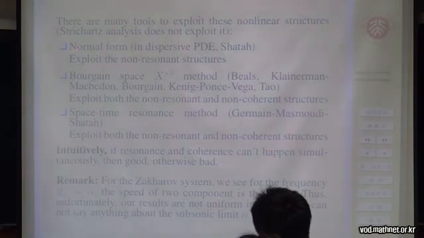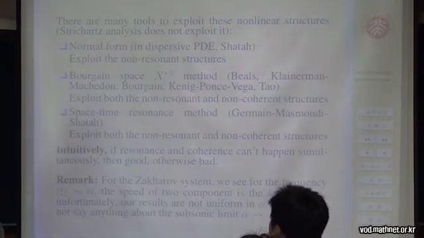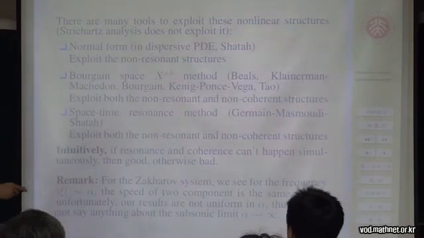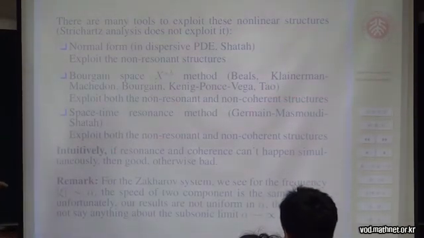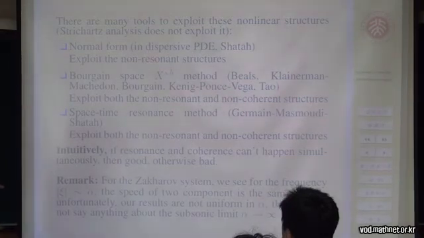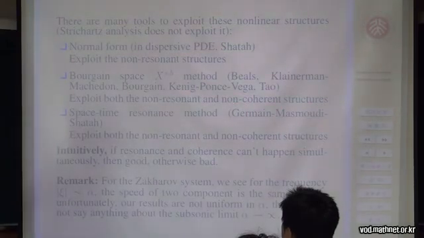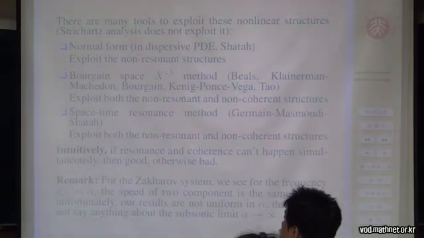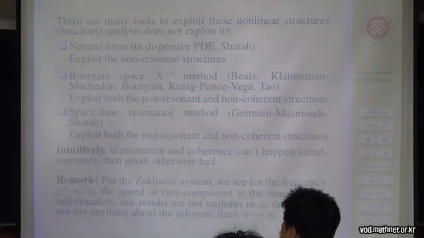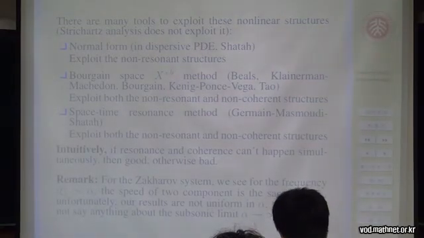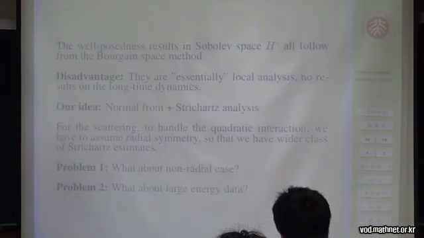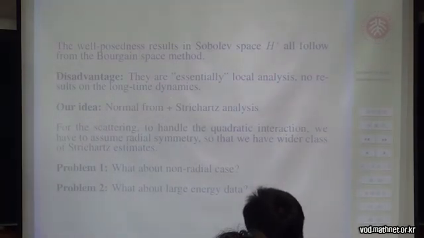Also, here we use normal form, which uses one structure. Actually, there is another tool to use the other one, the non-coherent structure. I didn't write it here. The other one is the bilinear Strichartz estimate, which will use the non-coherent structures. So can one use the bilinear type Strichartz estimate to improve our result? That's our next project.